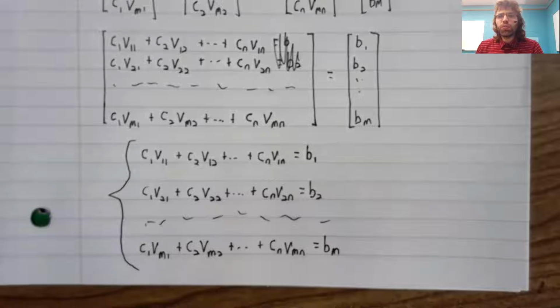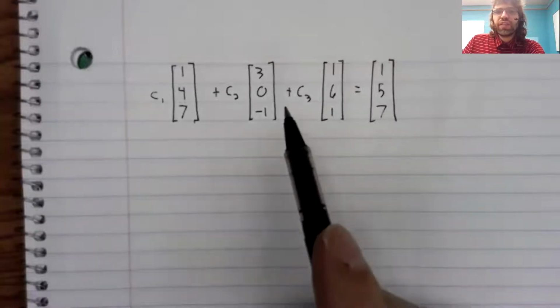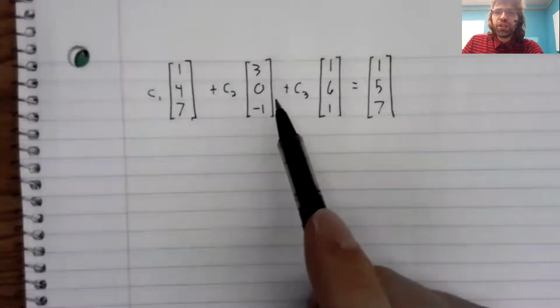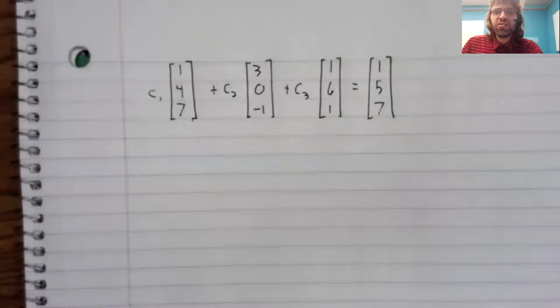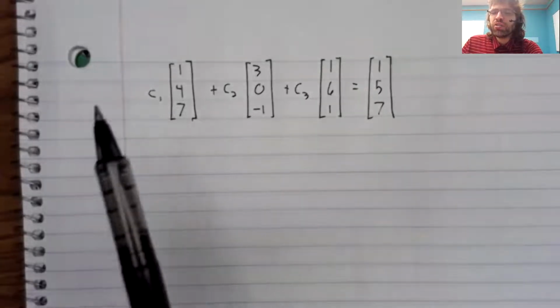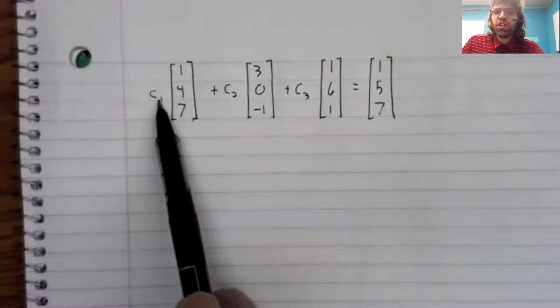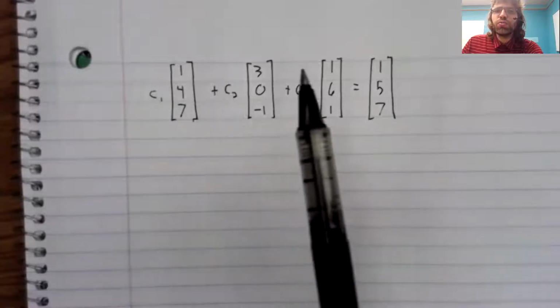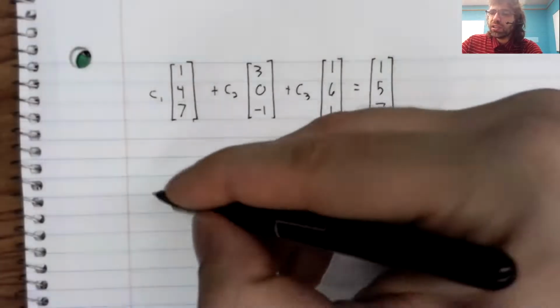Now, I think it can be a little overwhelming to look at these things in generality with all of these n's and m's floating around. Let's look at an example to help clarify this. This vector equation is the same as a system of linear equations with unknowns C1, C2, and C3.